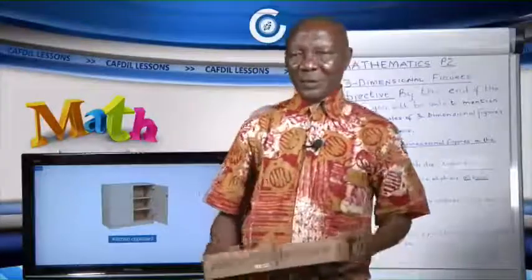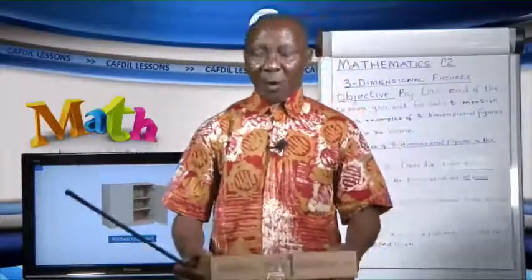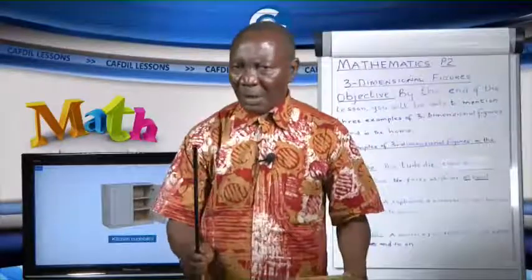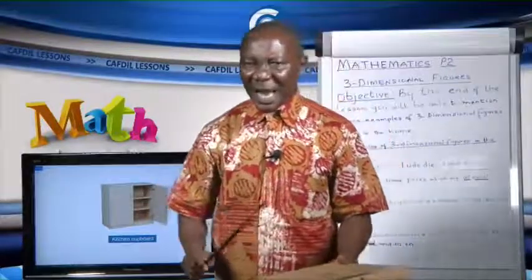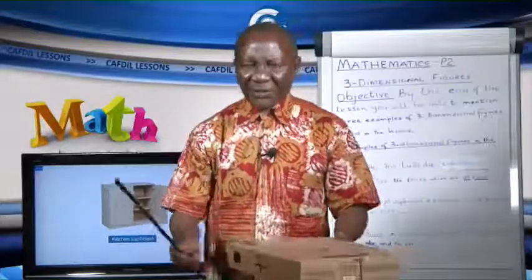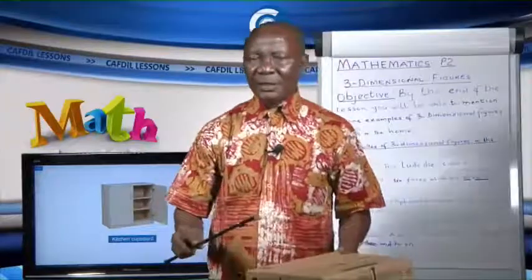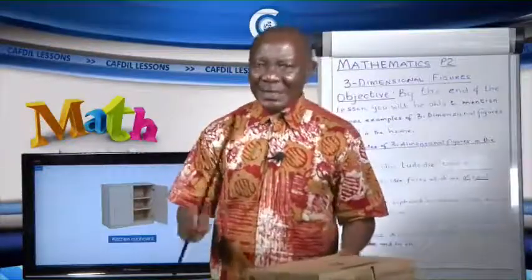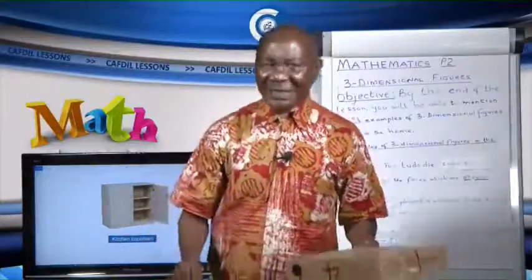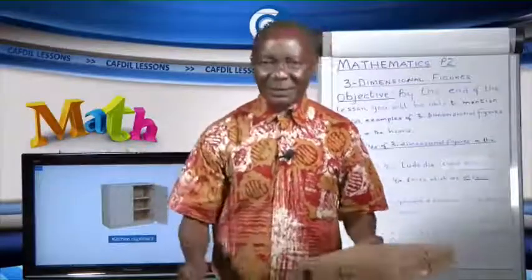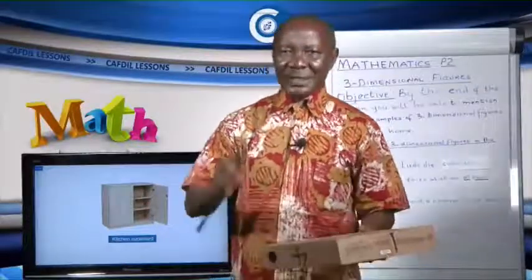So we see that with the cube, we have all the 6 faces to be equal. But with the cuboid, the faces are not equal. We saw that face 1 is the same as face 2. Face 3 is the same as face 4. And face 5 is the same as face 6. So we have the 6 faces all not being equal.